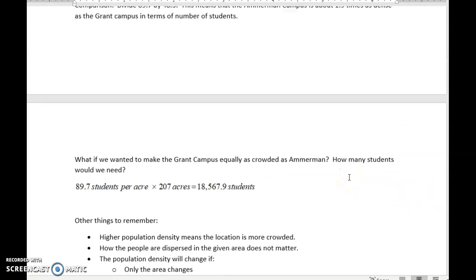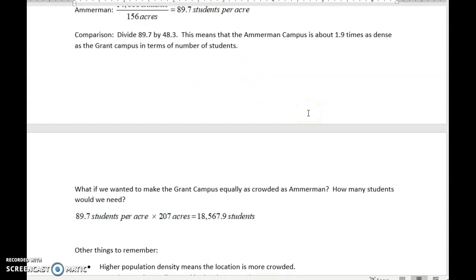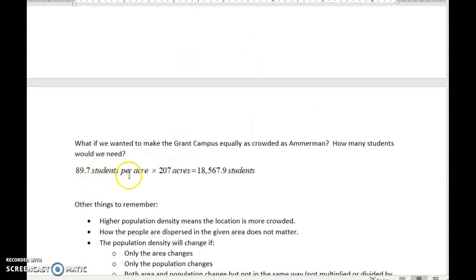So we could use the population density of Ammerman. Ammerman was 89.7 students per acre. So for every acre of land, I need about 90 students to occupy that. I could take that 89.7 students per acre and just multiply by the number of acres on the Grant campus, 207. And that tells me that we would need to have 18,567.9 students on the Grant campus so that we would feel just as crowded as we would at Ammerman.